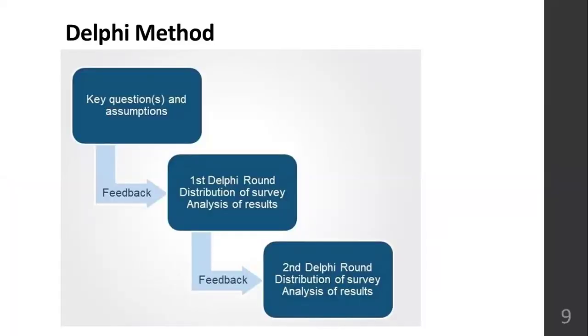Then we have the Delphi method. So the Delphi method is also a very structured form of communication technique. Okay, and it is an interactive forecasting method which usually relies on a panel of experts. The experts here answer questionnaires in 2 or more rounds. Okay, and after each round, whoever is the facilitator, they provide an anonymized summary of the experts' forecasts. Each and every expert who has participated in the Delphi method, without announcing their name, whatever is the summary of their forecast, that will be announced. Okay, you will not disclose which expert has given which forecast.